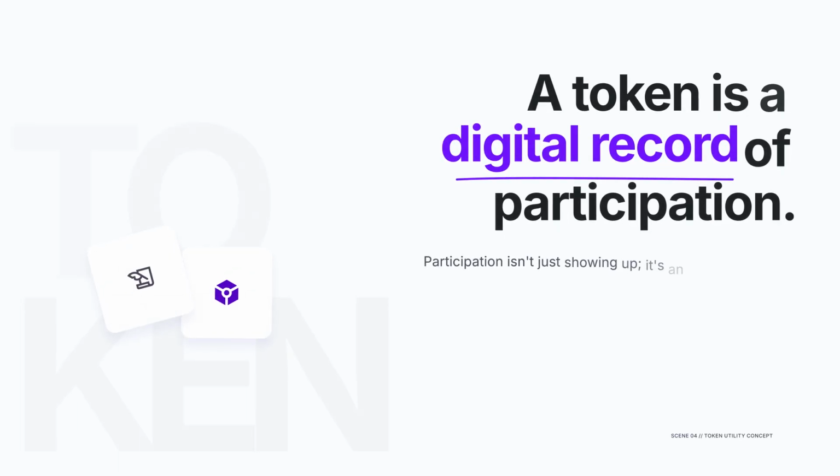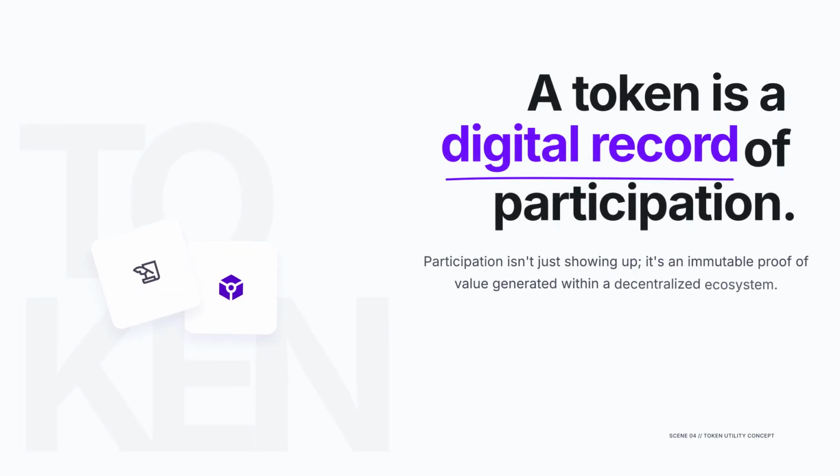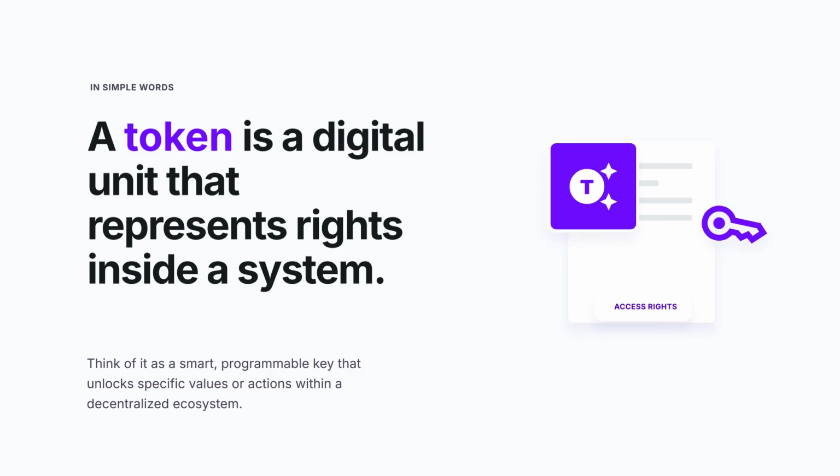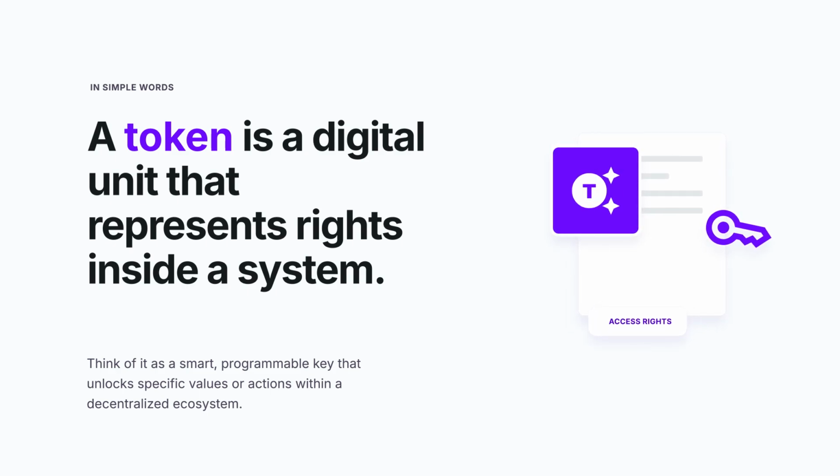The important point is that the token itself is not the asset. It is a digital record that represents a right within the system. Because the record exists on the blockchain, it can be verified and transferred according to the rules of the system. In simple words, a token is a digital unit that represents a right or participation inside a blockchain system.